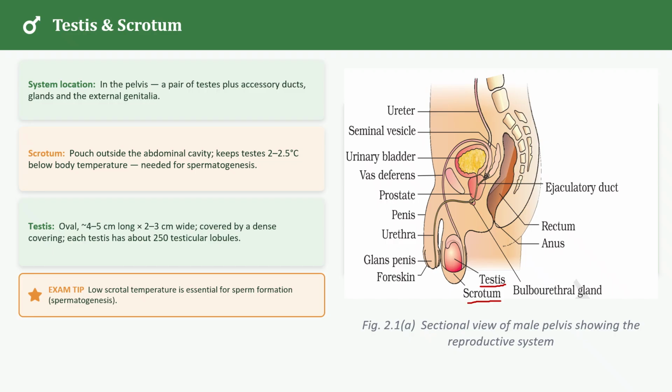And the scrotum, we can say it is a temperature regulator. The scrotum is a pouch of skin that keeps the testis 2 to 2.5 degrees Celsius cooler than the body temperature, which is necessary for sperm production. Next, I have also given some exam tips, like low scrotal temperature is essential for sperm formation.